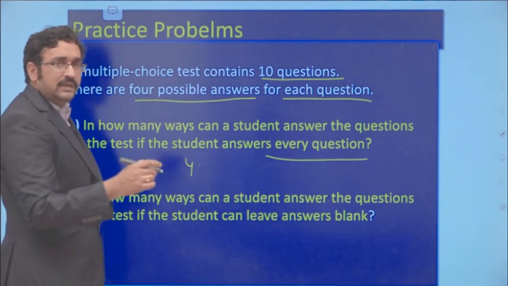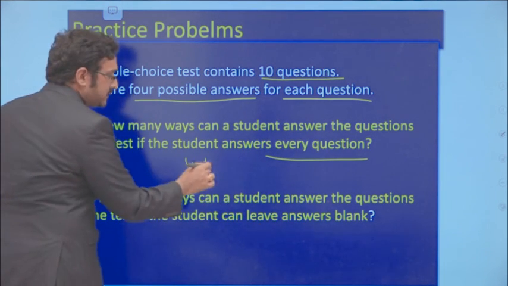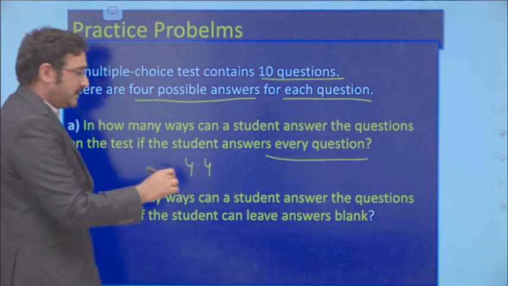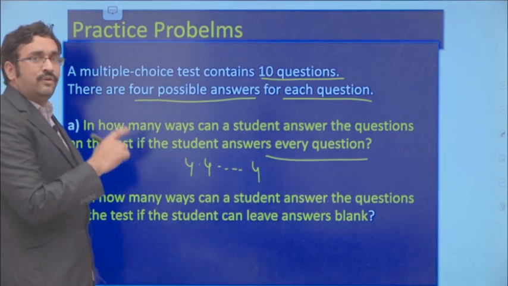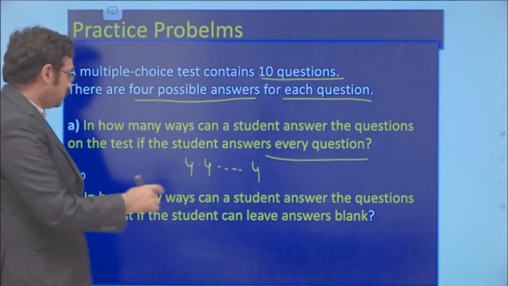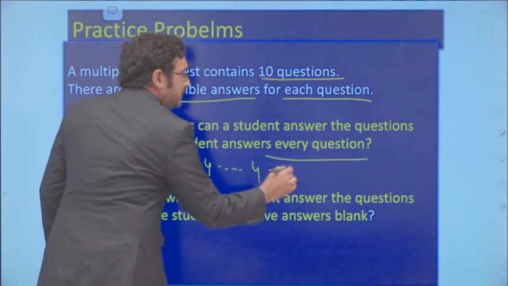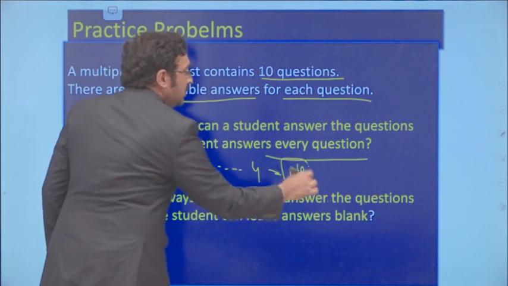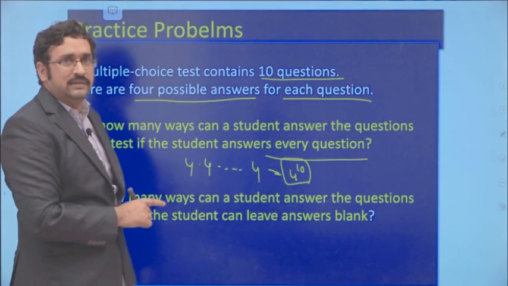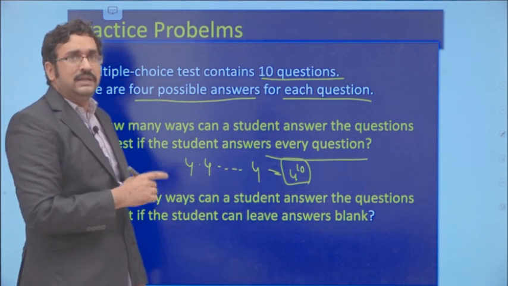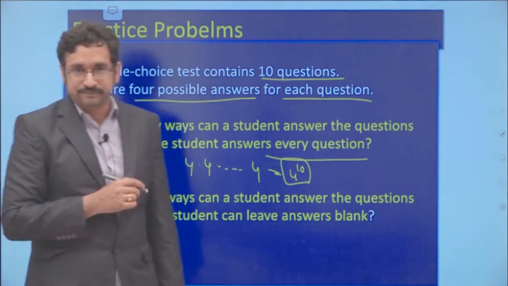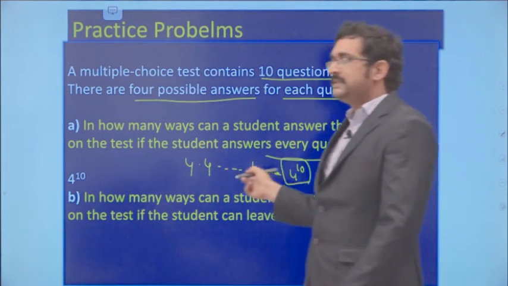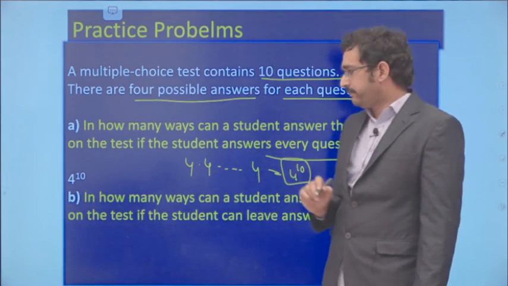For the second question, there are 4 options, so for the second question also we have 4 ways. Similarly for the 10th question. So 4 into 4, 10 times. There will be 4 power 10 ways to answer the test, where the test contains 10 questions and each question has 4 options. That means here we are applying the product rule.